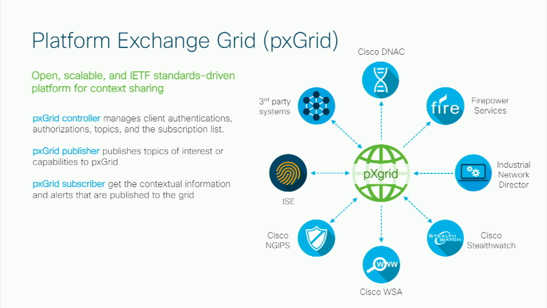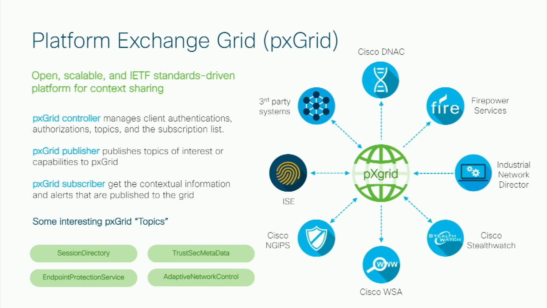All right? When I talk about topics, there are some interesting ones that I've called out here. Topics like session directory, which covers all the sessions that ISE builds, all the who, what, when, where, all the stuff that we build. We can share it with the help of the session directory topic. All the TrustSec related data can be shared from ISE to an ecosystem partner with the help of the TrustSec metadata. And these two, the endpoint protection service and the adaptive network control, are purely meant for threat containment. We use these for threat containment activities.